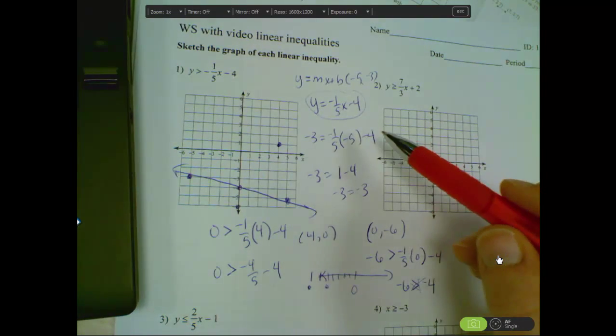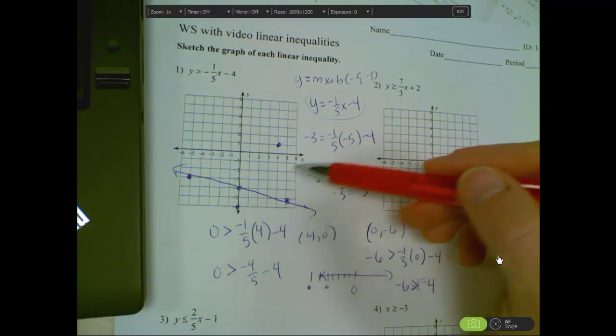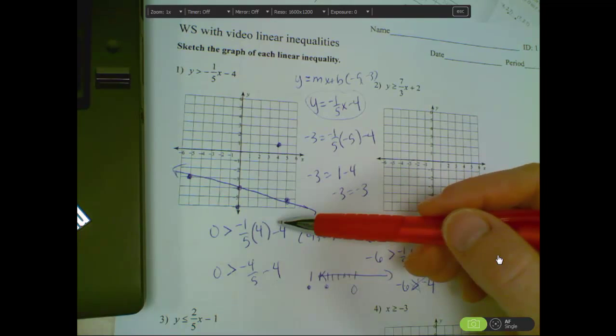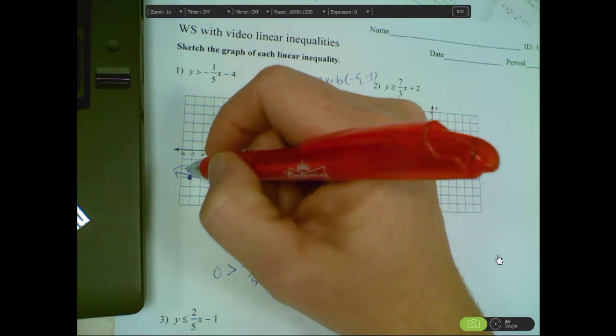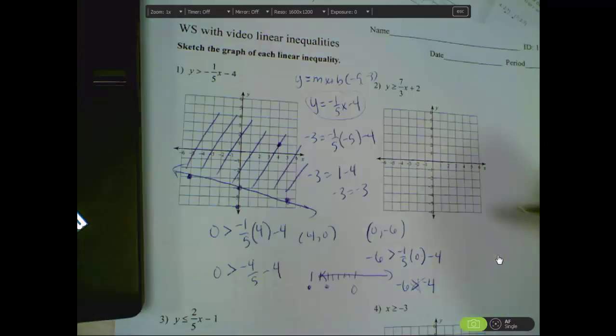That will always happen. All the points on one side of the inequality will make it true, and all the points on the other side of the inequality will make it false. The way we show that mathematically is to draw lines like this on one side or the other.